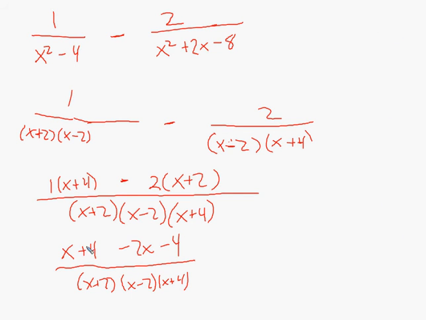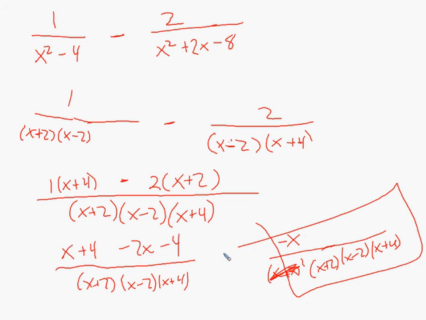All right, so we simplify this. What do we get? Negative x. And then the 4 and the minus 4. And then we have this. So x plus 2 times x minus 2 times x plus 4. Okay? And there's nothing to factor.